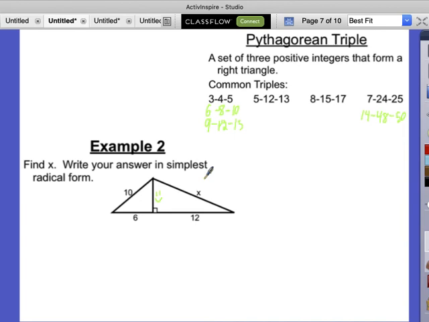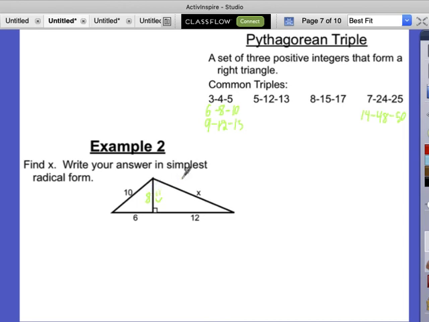Great. Okay, so it's a common triple, isn't it? The one in the left triangle? Which one is it? 3, 4, 5, but multiplied, right? Yeah, so this is 6, this is 10. What does this have to be? That has to be 8. Has to be 8. Yes.